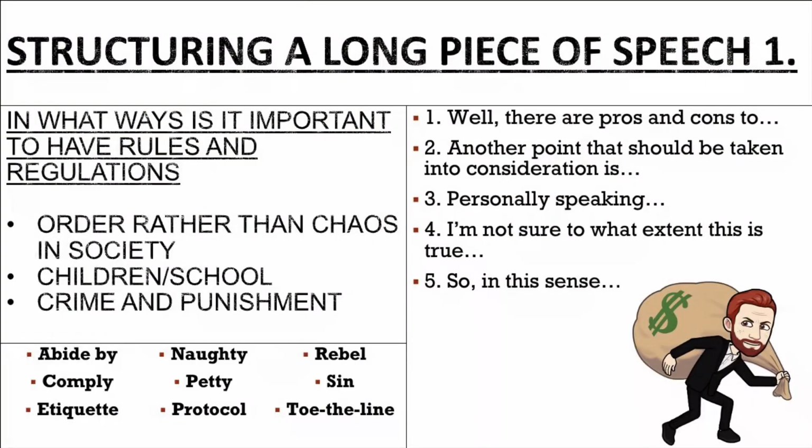Here we have a question about crime and punishment. In what ways is it important to have rules and regulations? We have our 3 bullet points: order rather than chaos in society, children or school, and crime and punishment. Okay, so below this question we have some key vocabulary such as to abide by. So we could say here, to abide by rules is something which people should do.